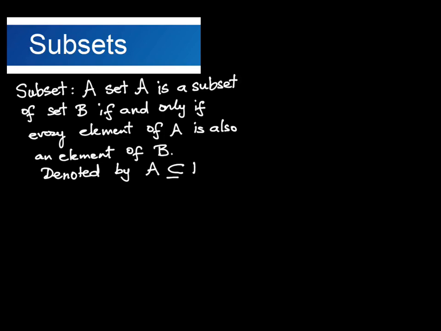And the symbol that's used is like the sideways U and the line under that. So A is a subset of B. It's written as A, sideways U with a line or line segment under that.